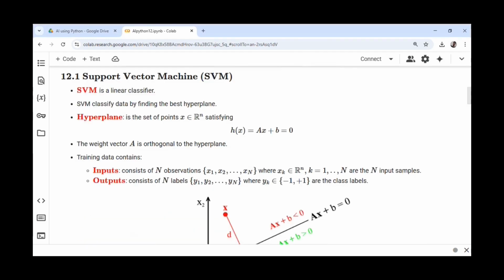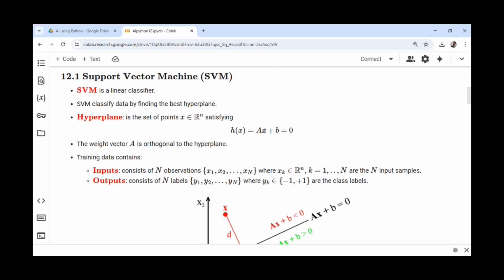Support vector machines, or SVMs, are generally used as a linear classifier. SVMs classify the data points by finding the best hyperplane which separates the data points from different classes optimally. In general, a hyperplane is the set of points x belonging to R^n which satisfy ax + b = 0.